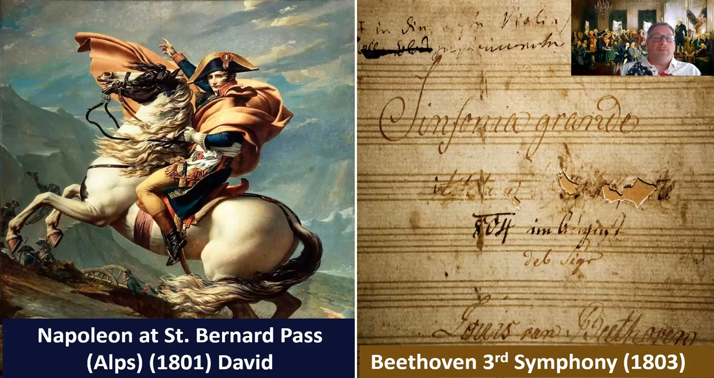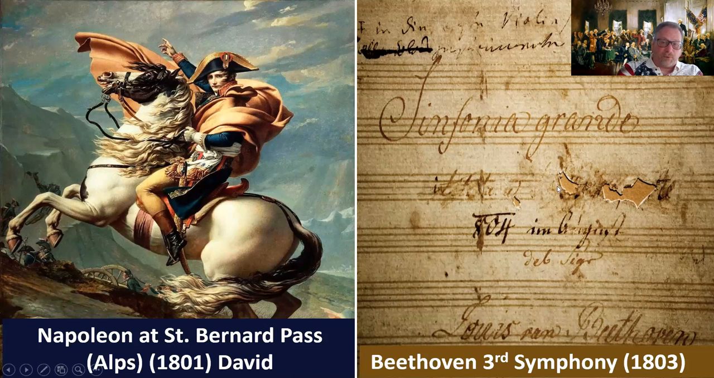Beethoven took out his score, and you can see right here, erased Napoleon's name from the Third Symphony so hard that he actually ruined part of his own score. So that's how offended he was.